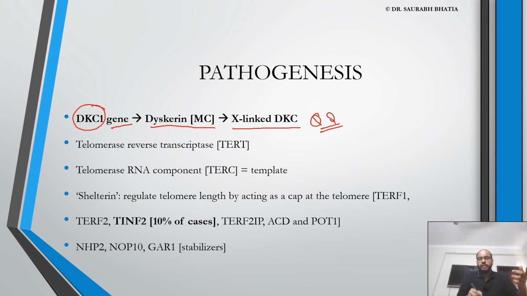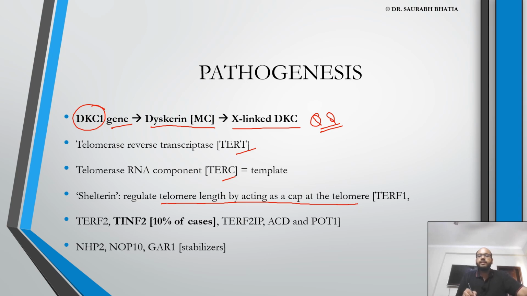The other proteins, remember I told you that many different kinds of proteins are required for the telomerase action and telomere lengthening. Some of the proteins are telomerase reverse transcriptase, telomerase RNA component, which acts as a template for telomere formation, and shelterin, which regulates telomere length by acting as a cap at the telomere.